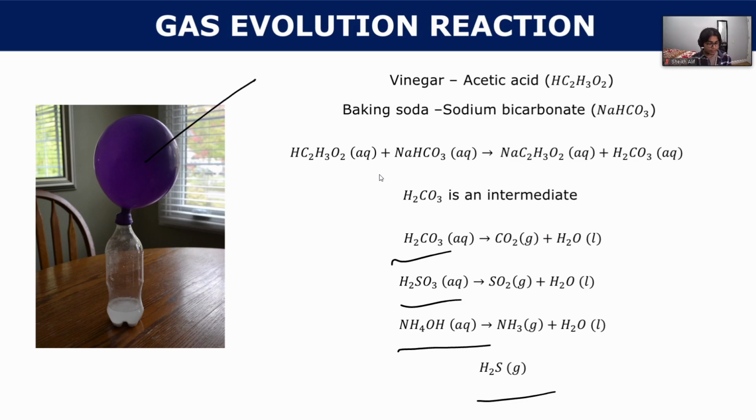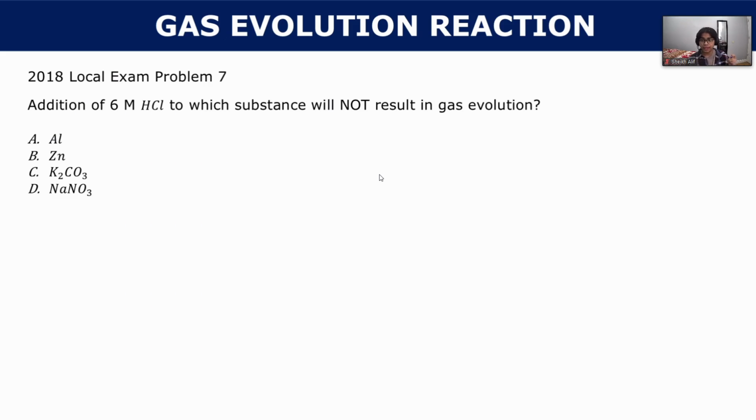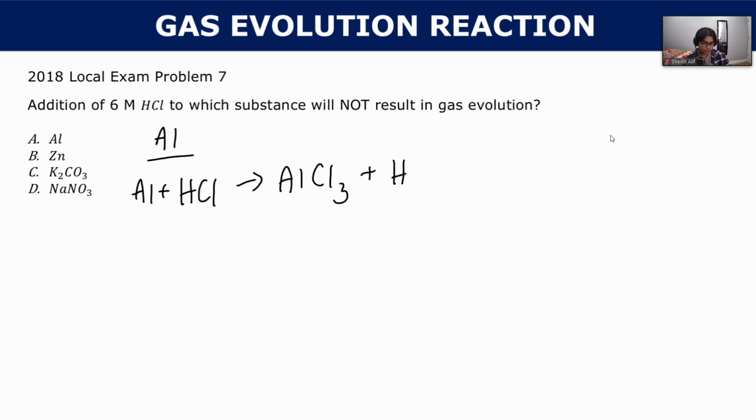Let's take a look at an example to further understand this. Addition of 6 molar hydrochloric acid to which substance will not result in gas evolution? So let's go through all the answer choices, starting with aluminum. So aluminum plus hydrochloric acid, that's your typical single displacement reaction. So you're going to have AlCl3 plus H.